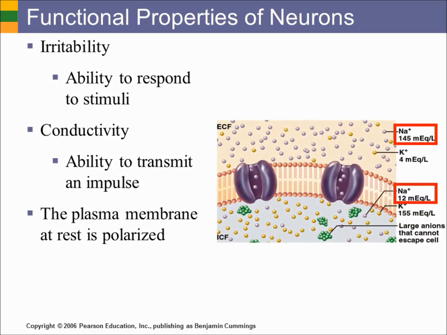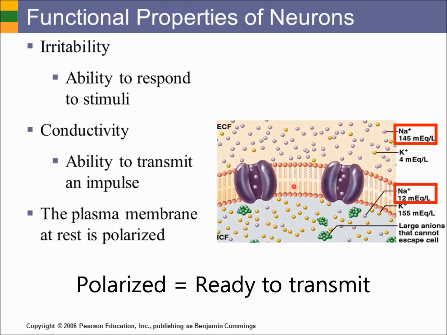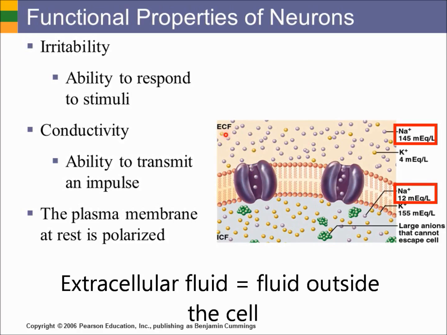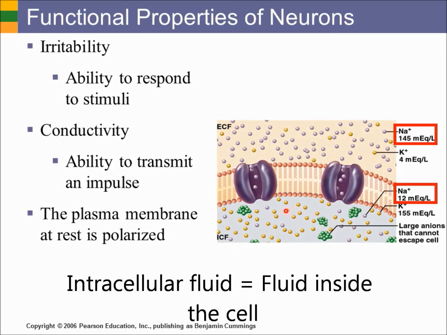Here's what that means. In this picture here, we've got a plasma membrane right here, and we have sodium and potassium ion channels here. So we're allowing some ions to pass through this. ECF, extracellular fluid, ICF, intracellular fluid. So this is on the inside.